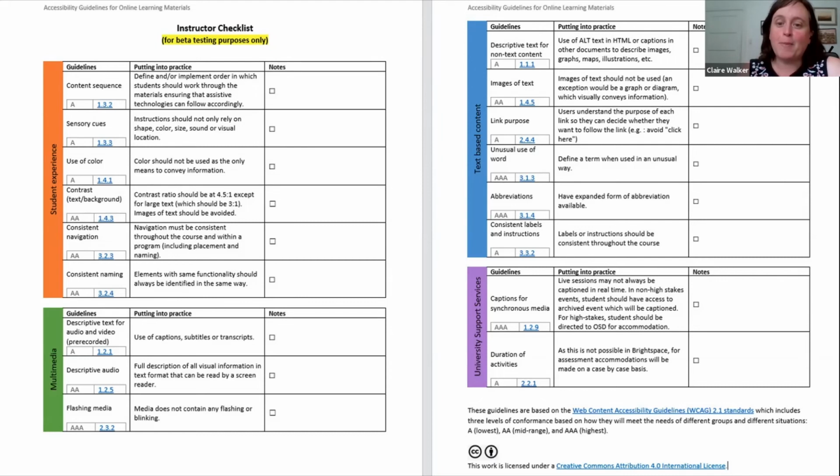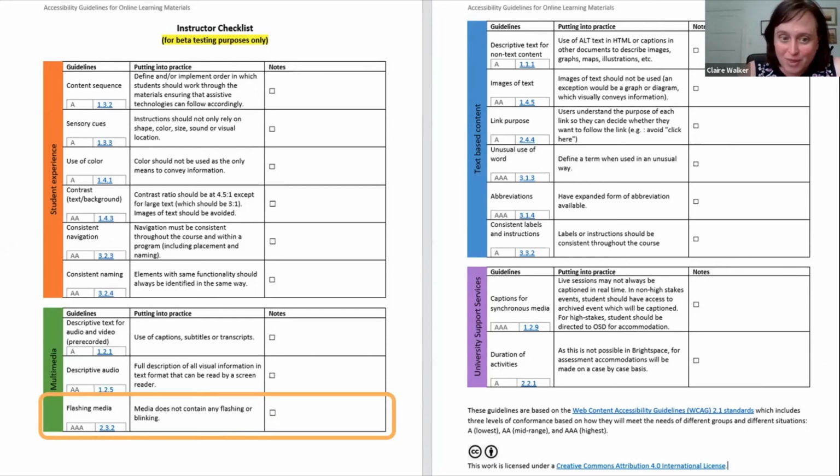Next, when we go into the center column, we have putting it into practice. And this is where we try to capture the implementation of the criteria in a way that makes sense in the context of online learning materials. So if we look at an example here at the bottom with flashing media, the WCAG guideline says that you should have no more than 3 flashes in 1 second. But what we opted to write here is to encourage avoiding media that contains flashing and blinking, because this would be the simplest way to meet this criteria.